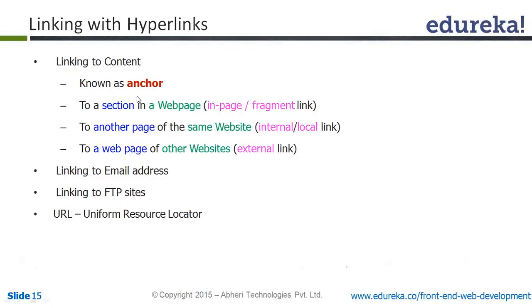Generally, these hyperlinks are technically called anchors in HTML. If you want to link within a particular section of a page, it is called an in-page link or fragment link. If you want to connect to another page in the same website, it is called an internal link or local link. If you are going to another web page or another site, it is called an external link. These are the different terminologies you will come across when reading about anchors. So the distinction is clear. You can use these links even for linking to email addresses.